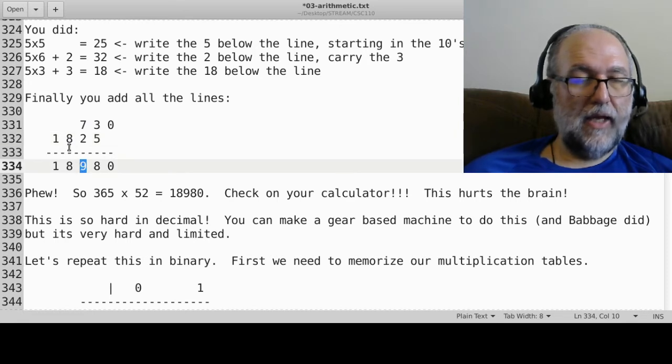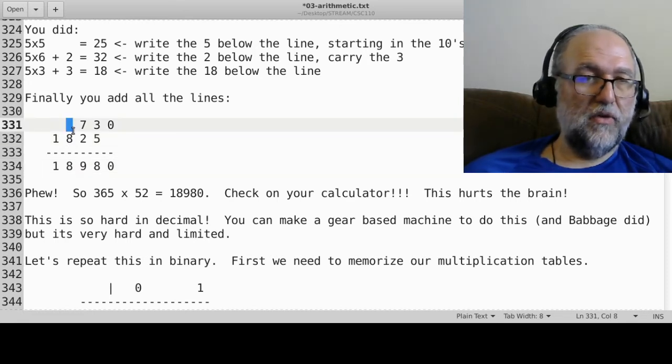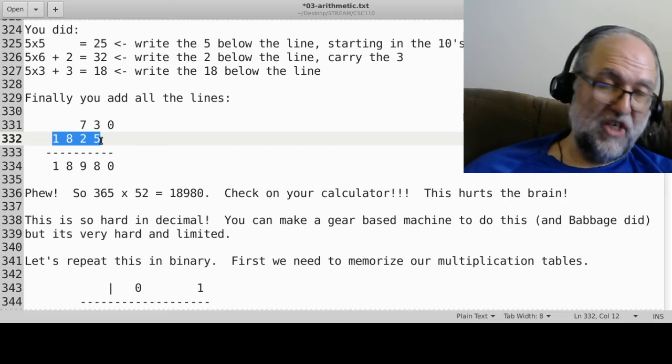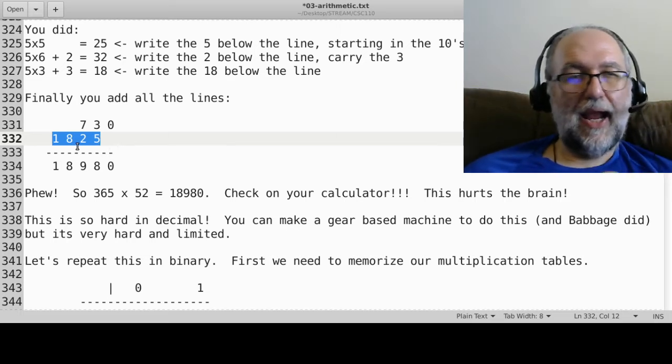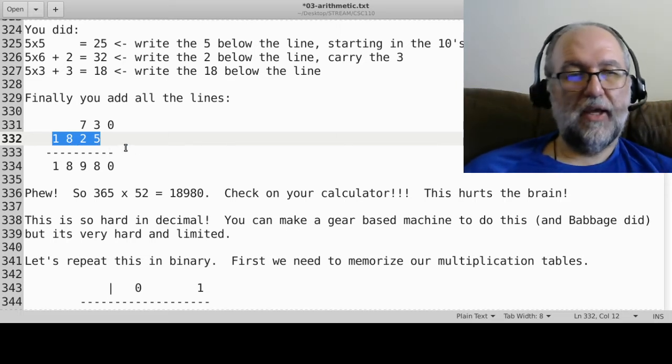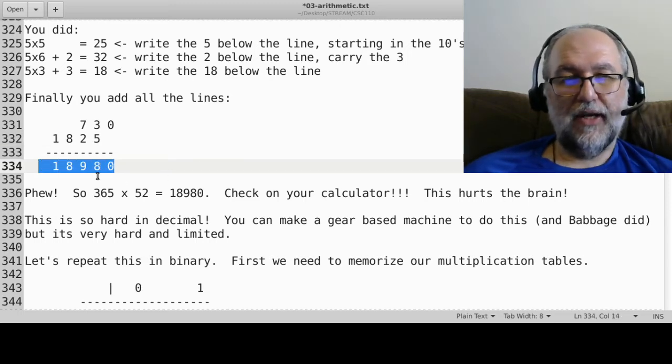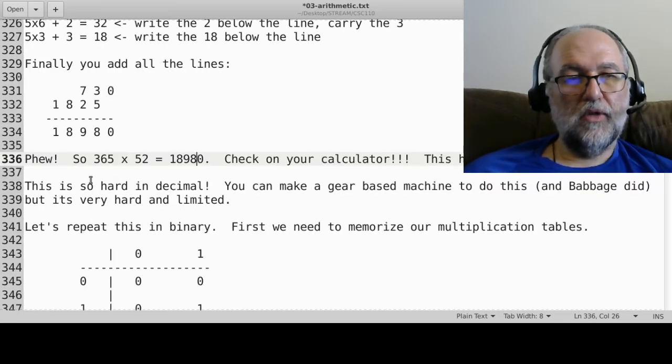And 8 plus 8, well, there's effectively a 0 there. So 0 plus 8 is 8, and then another effective 0 there, so 0 plus 1 is 1. Okay, so once you've added the 730 to that 1,825 shifted, so it's actually more like 18,250, you get your answer, which is 18,980. Okay, so there you go.